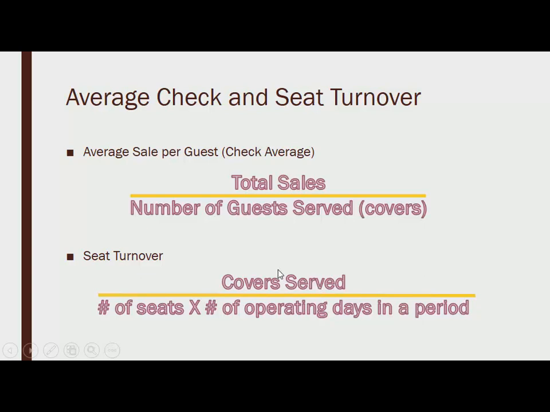Okay? And that'll tell you how many times you've turned over every seat in your restaurant during that accounting period you're looking at. It can be an operating period, could just be a day. It could be breakfast. You want to see how quickly you're turning over your seats. It could be lunch. It could be dinner. Okay, it could be just for a full day. It really depends on what you want to analyze on how you're doing as a restaurant. So covers served, again, how many people you served divided by the number of seats times the number of operating days in the period you're evaluating. Okay.